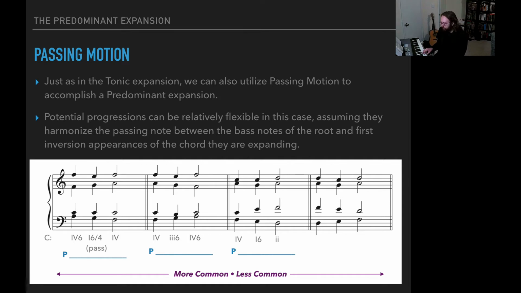The 4 to 1-6 that we saw earlier worked well because we're used to hearing 4 going to 1 as sort of plagal motion. So that works well. Here the 2 to 1-6, a little bit less common, but still possible. 2 to 1-6 and then 2-6. But that would also be a way to prolong the predominant.